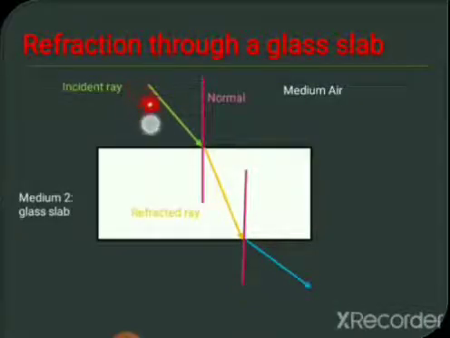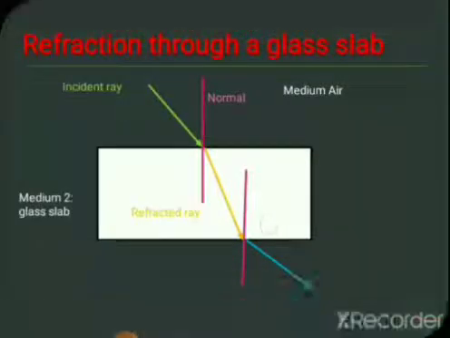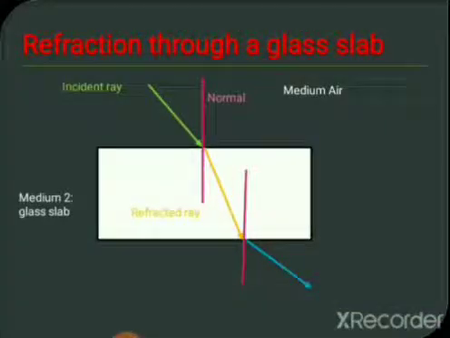Here in this case, the ray of light was going from a rarer medium to a denser medium. It was bending towards the normal. In this case, the ray of light is going from a denser medium to a rarer medium. It is bending away from the normal. So this is refraction through a glass slab.